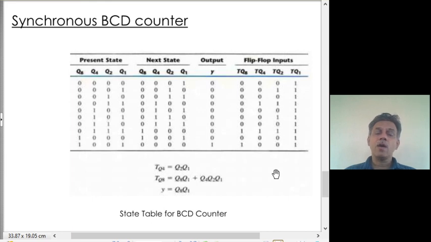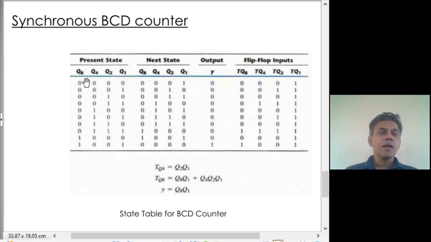The only thing that we have to do is figure out how to generate or synthesize the T input for the different flip-flops. And how do we do it? By looking at the condition for which T has to be 1. Whenever we want the flip-flop to toggle, we have to set T to 1. So we can come up with a truth table for the T input for different flip-flops.